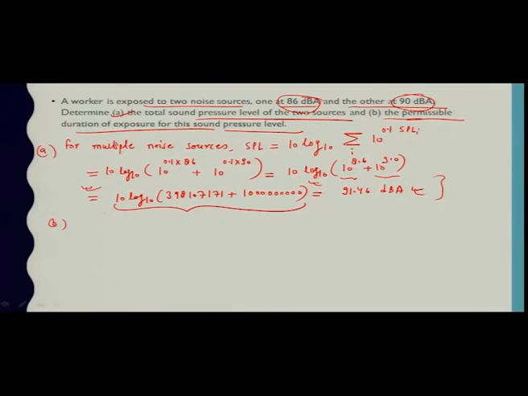Here is another formula for the permissible duration of exposure for this sound pressure level: T equals 8 upon 2 to the power 0.2 times (91.46 minus 90), that is 2 to the power 0.292, equals 8 upon 1.224, that is 6.53 hours. So this is the permissible duration of exposure for this sound pressure level.